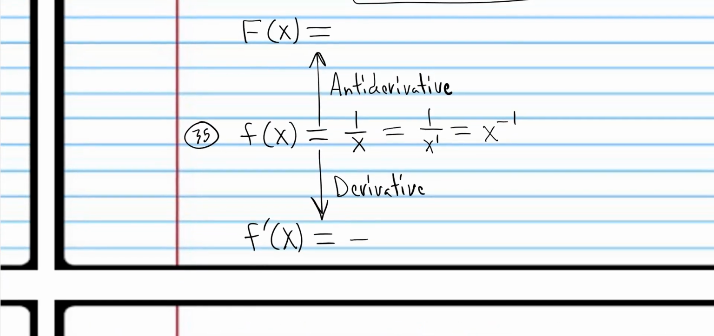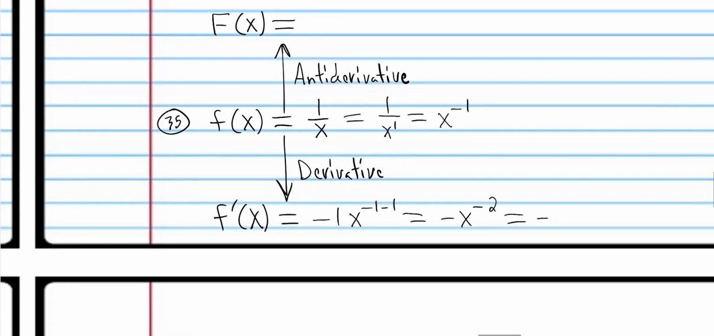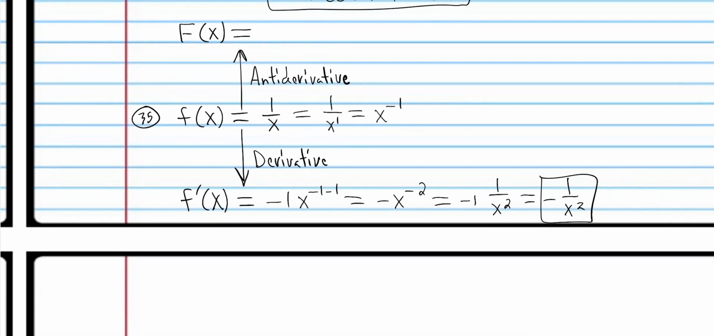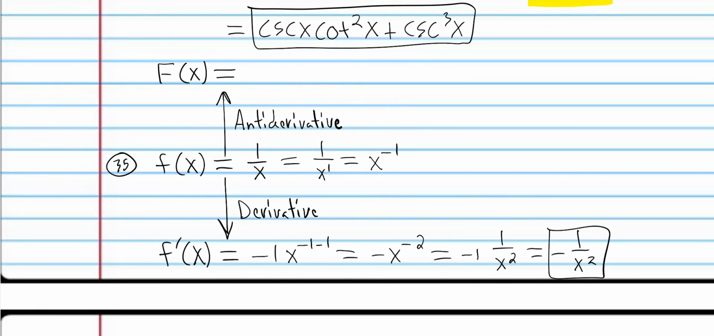we just use the power rule. So we get negative x to the negative 2 power. Use exponent rule number 8, and we end up with negative 1 over x to the 2nd power, and that's correct. So we've done everything correctly so far. But here's where the problem comes in. Try to find the antiderivative.